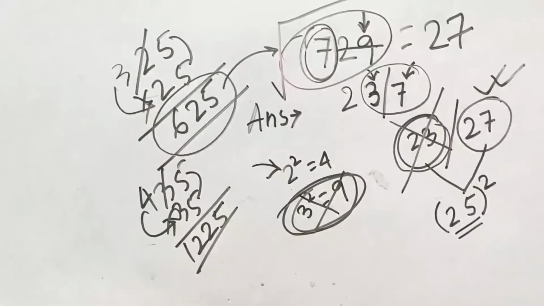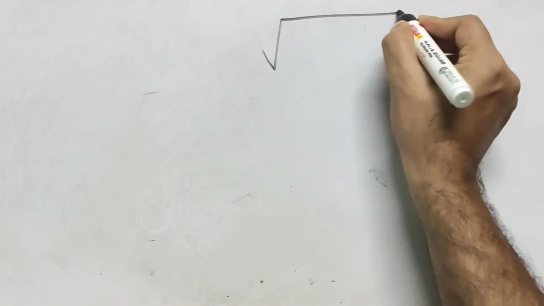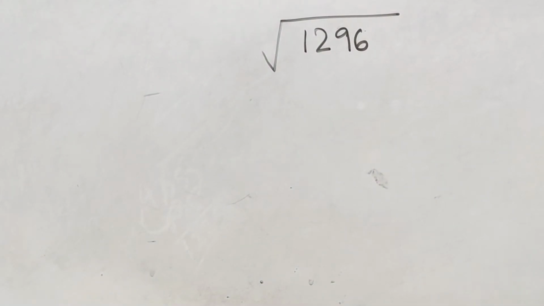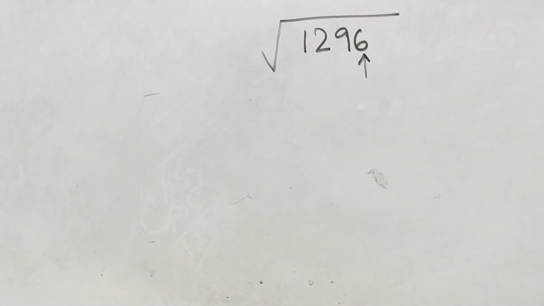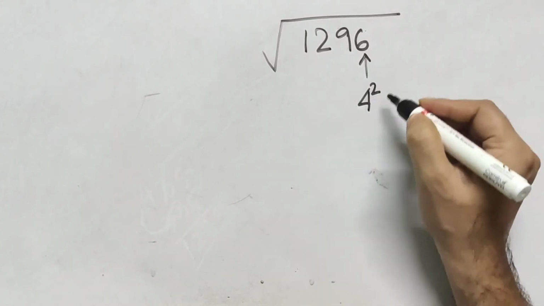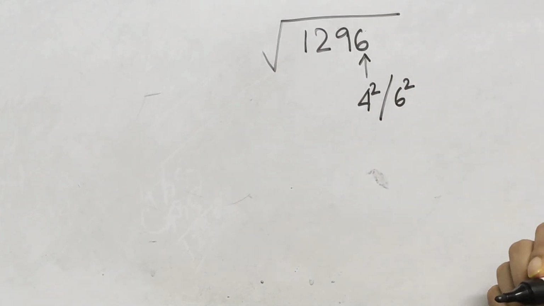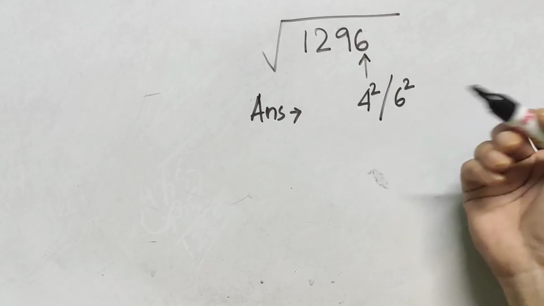Okay guys, this is the first time, so it may feel a bit difficult for you to calculate, but it is very easy guys, it is very easy. Let's take another example. Now we need to find the square root of 1296. How can you do that? First, let's talk about the unit digit. 4 square is 16, so 6, or 6 square is 36, the unit digit 6 matches. So the answer's unit digit will be either 4 or 6.